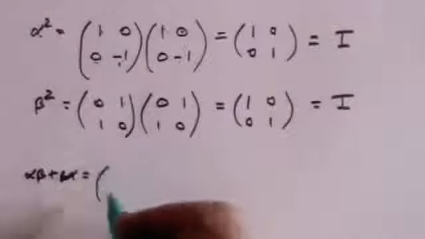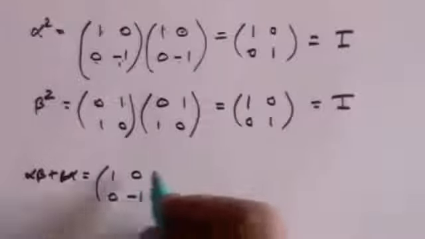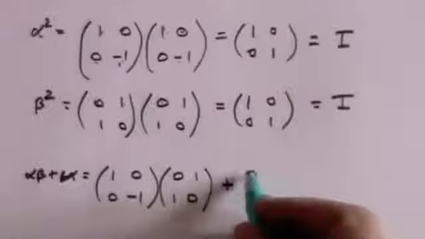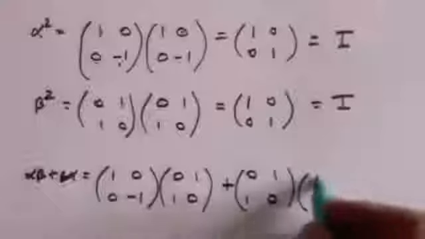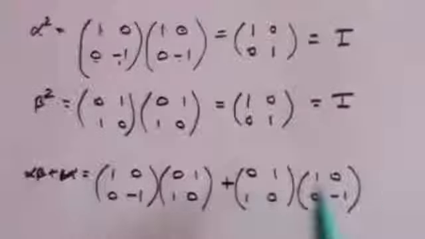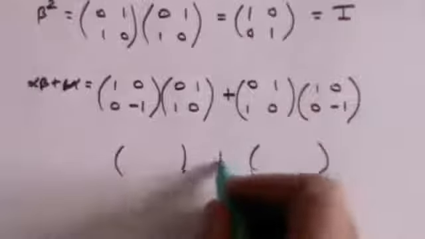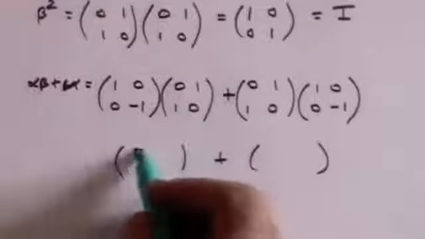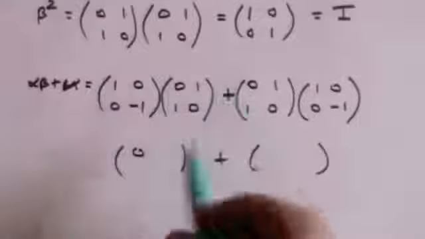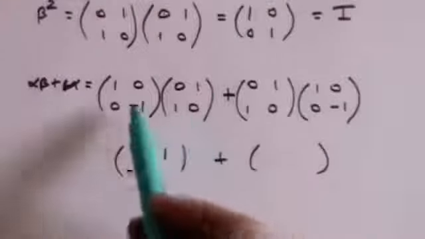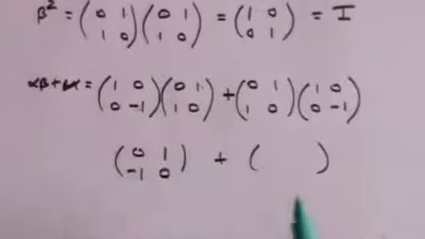So that's going to be 1, 0, 0 minus 1 times 0, 1, 1, 0 plus 0, 1, 1, 0 times 1, 0, 0 minus 1. That's alpha beta plus beta alpha. So let's work that out. We're going to get two matrices which we're going to need to add together. 1 times 0 plus 0 times 1 is 0. 1 times 1 plus 0 times 0 is 1. 0 times 1 plus minus 1 times 1 is minus 1. 0 times 1 plus minus 1 times 0 is 0.